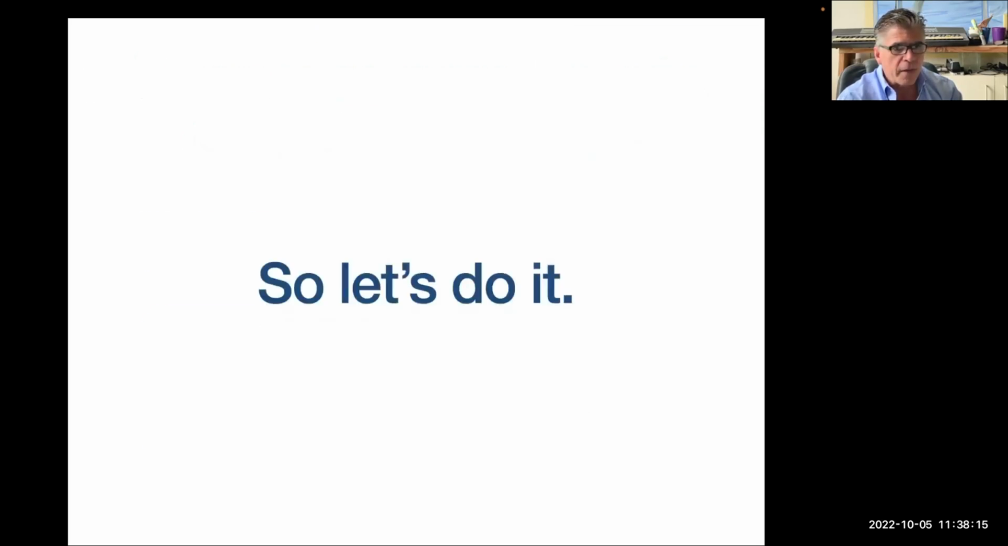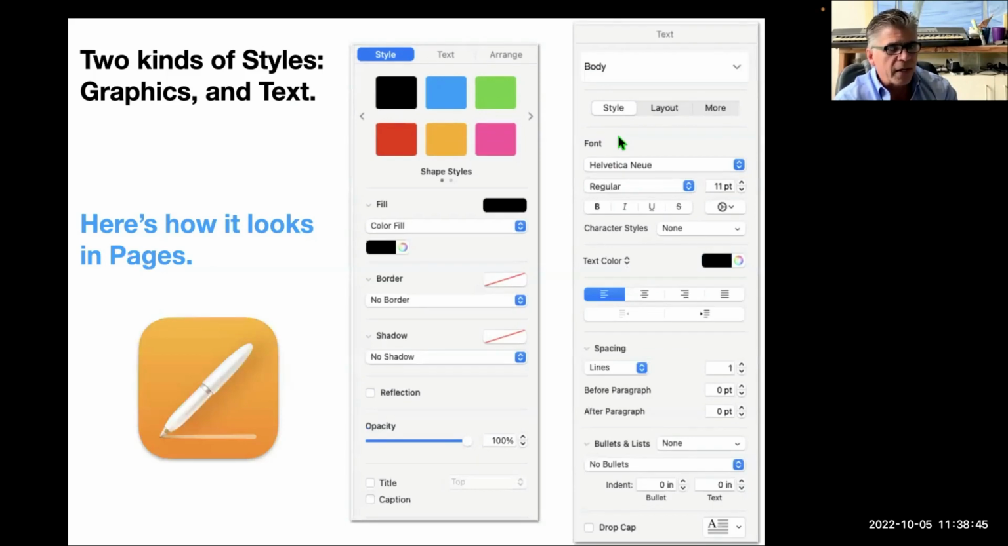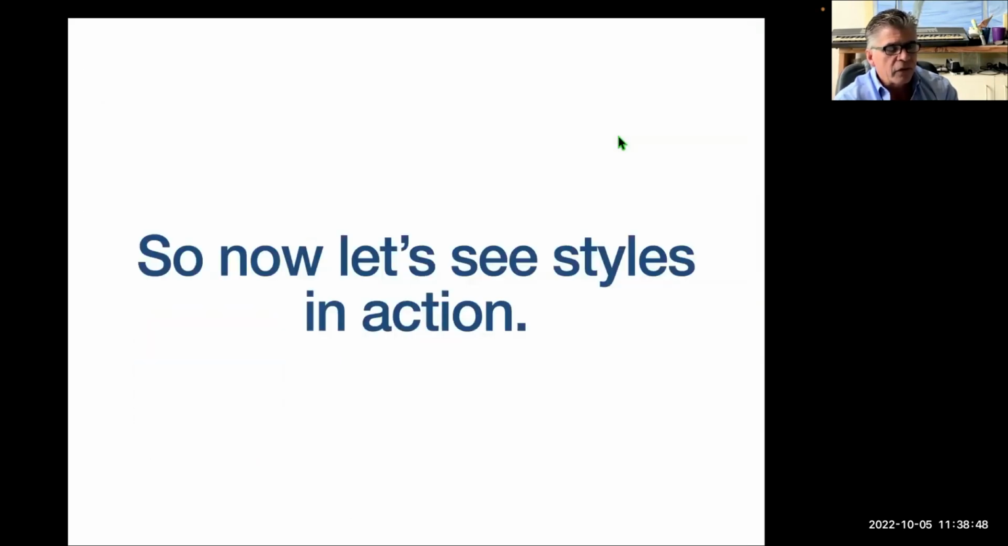Now, there are a couple of different styles that we're talking about today: graphic styles and text styles. Graphic styles would be for things like circles and boxes and arrows and that sort of thing, lines, even pictures. And then there are also text styles over here. I'm just going to show you real quick how it looks. You've probably seen these things on the right-hand side of Keynote, Pages, and Numbers. So now let's actually do it.